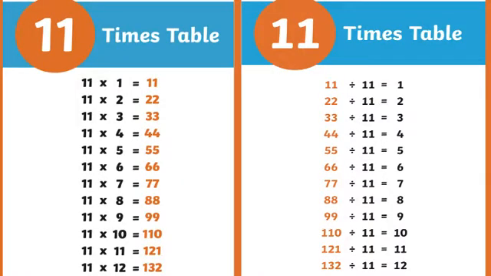And you can see that here more clearly. So 11 times 1 is 11, or 11 divided by 11 is 1. We're still using all the same numbers, we're just shifting the direction they're in. 11 times 2 is 22, or 22 divided by 11 is 2. And so on and so on. If you want to examine that for a little bit longer, you can pause the video now.